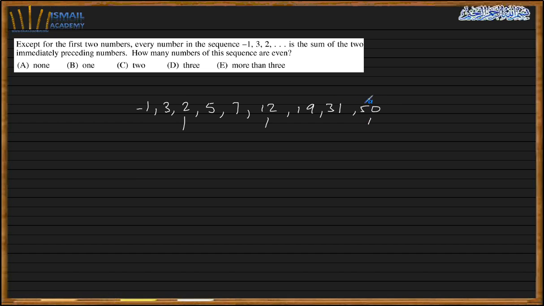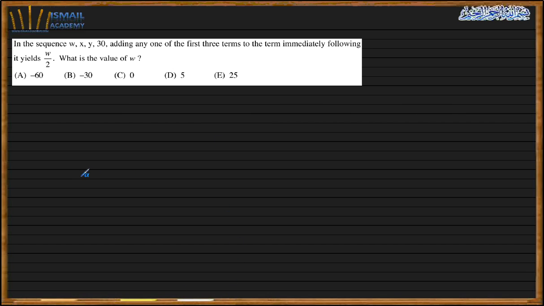So if I go further here, I will have 81. If I add those two, it's going to be 131. If I add those two, I will get an even number because both of them are odd. So it's going to be more than 3 even numbers. Next question. So the last question.